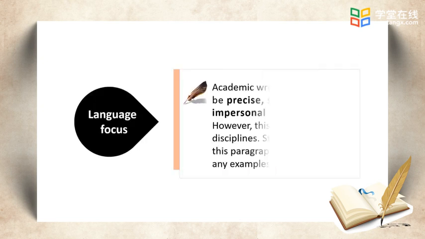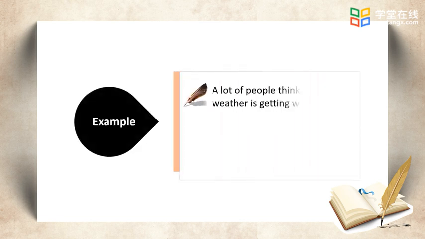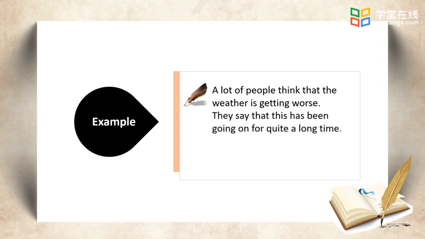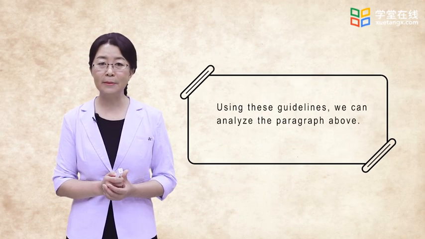Language focus. Academic writing attempts to be precise, semi-formal, impersonal, and objective. However, this will vary among disciplines. Study the style of this paragraph and underline any examples of poor style. A lot of people think that the weather is getting worse. They say that this has been going on for quite a long time. I think that they are quite right. Research has shown that we now get storms, etc. all the time. Using these guidelines, we can analyze the paragraph above.